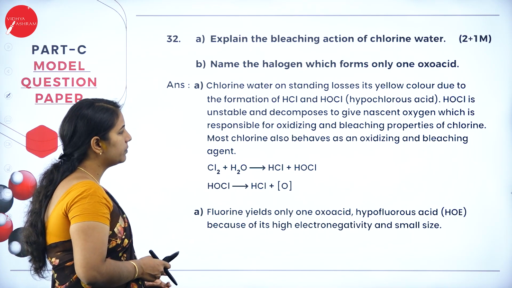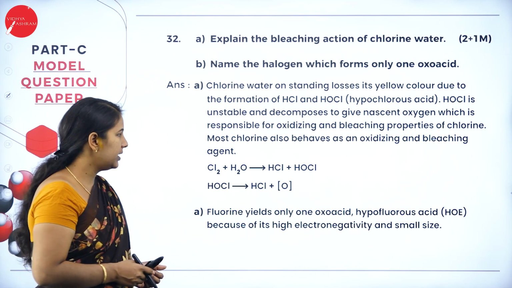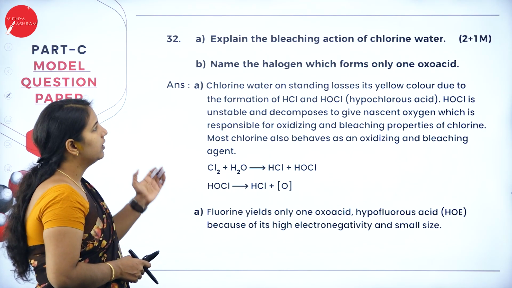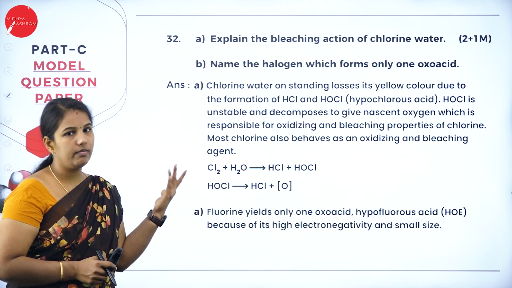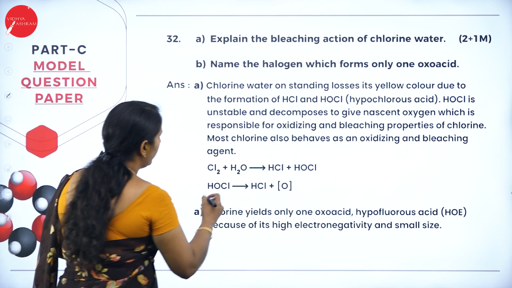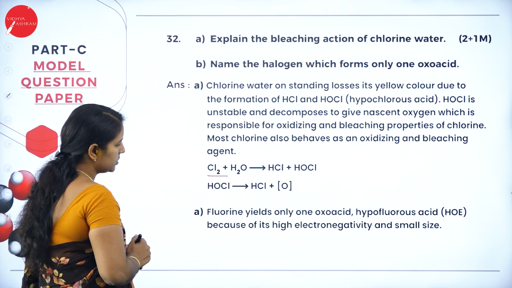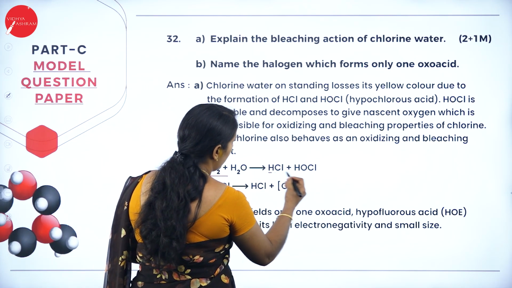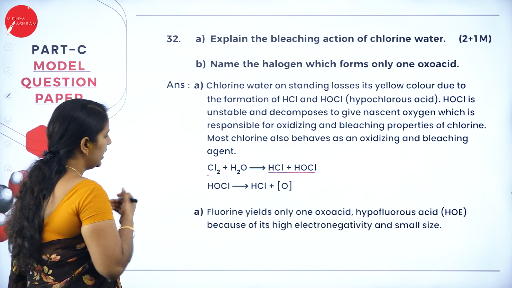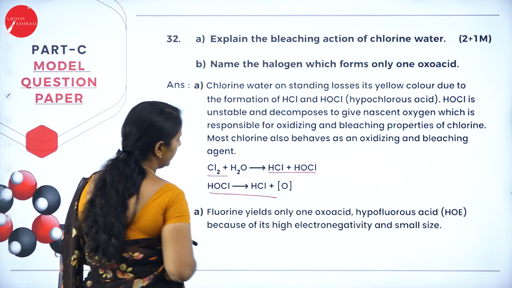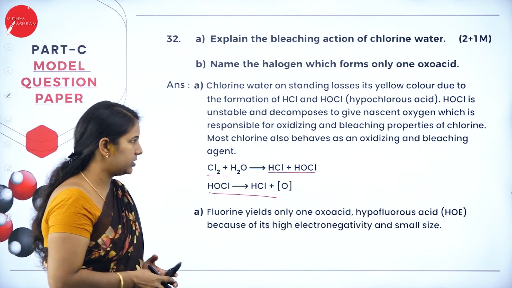Most of the chlorine also behaves like an oxidizing and bleaching agent. So, here you need to understand how the bleaching action of the chlorine will be expressed. When chlorine is dissolved in water, it releases what? HCl and HOCl, that is hypochlorous acid. Hypochlorous acid in turn can give rise to HCl and nascent oxygen.